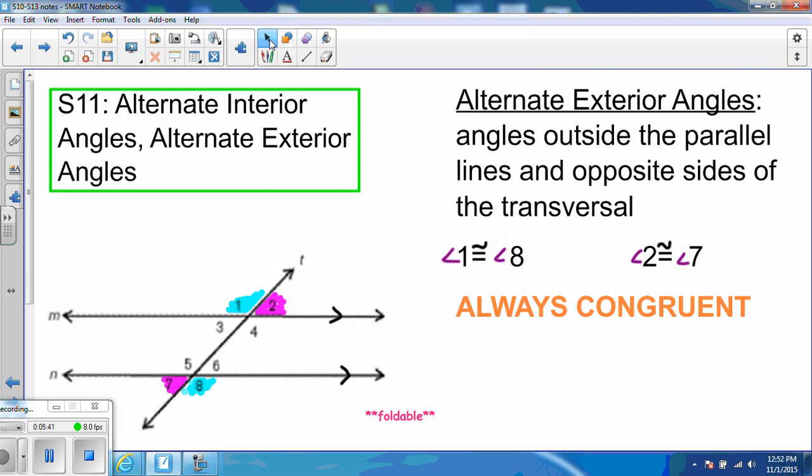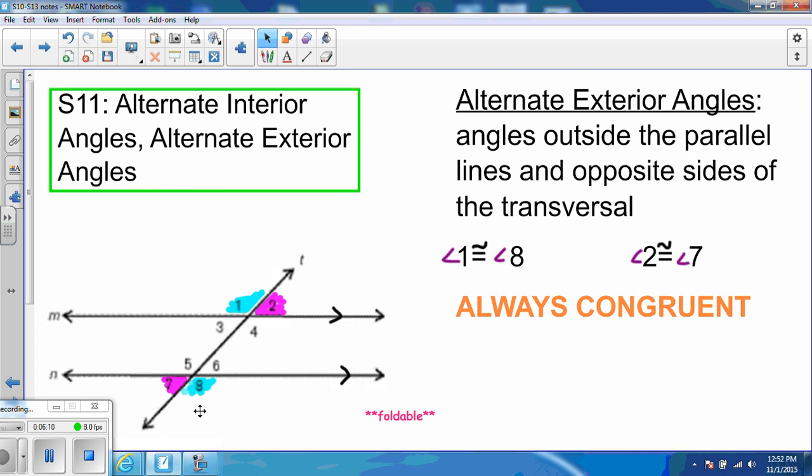Okay, another one on your foldable, alternate exterior angles. Alternate exterior, so you're looking at outside of the parallel lines now, so outside of lines M and N. And then alternate, so opposite sides of the transversal. So 1 and 8. Those are both outside of the parallel lines, but they're on opposite sides of the transversal. Angle 8 is on the right side, angle 1 is on the left side.